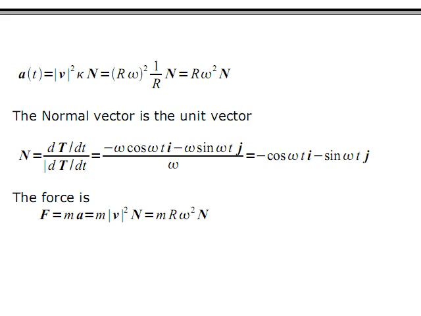Now this is what we're working on. We know that the acceleration equaled the speed squared times the curvature in the direction of the normal. So here is the speed squared, r omega squared, the magnitude of the velocity squared. We now know that kappa, the curvature, is 1 over r, and from that we can write that the acceleration equals r omega squared in the normal direction.